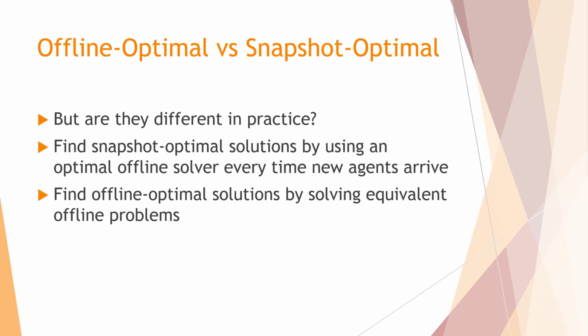To find offline optimal solutions, we solve the online problem instance as an offline MAPF problem. This means the solver knows in advance about all agents that would appear in the problem. We used CBS, a state-of-the-art MAPF solver, in both cases.